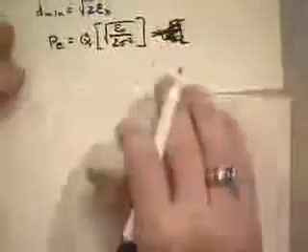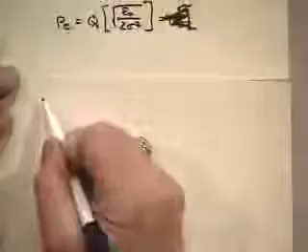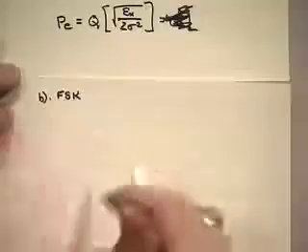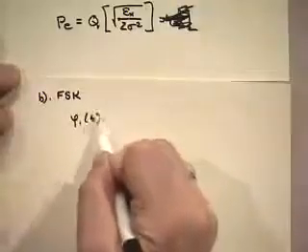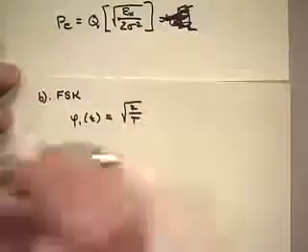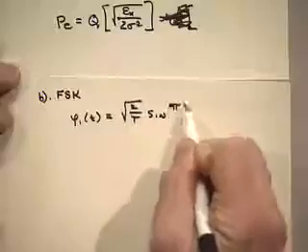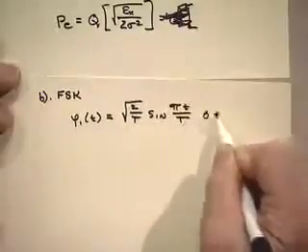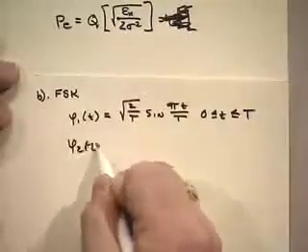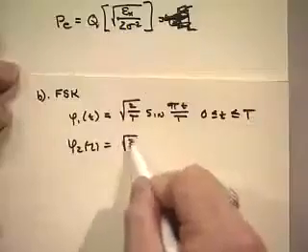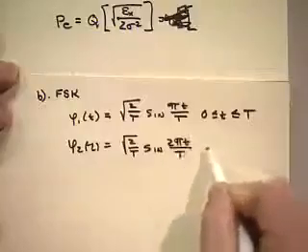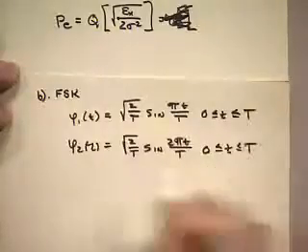Let's look at some specific examples of this that occur. The first one is called frequency shift keying, FSK. And the first basis function, phi 1 of t, we could actually write, if we had a symbol period of capital T, it's square root of 2 over T, sine of pi t over T, 0 is less than or equal to t is less than or equal to capital T and 0 everywhere else. And phi 2 of t is equal to square root of 2 over T sine of 2 pi t over T. So the frequency is doubled. 0 is less than or equal to t is less than or equal to capital T.